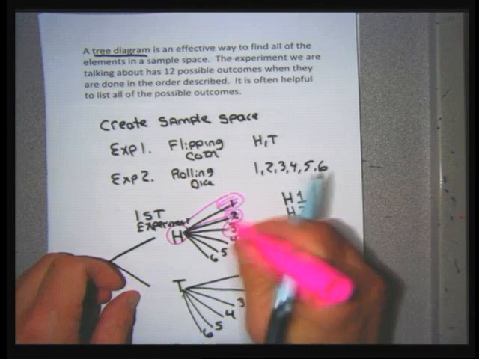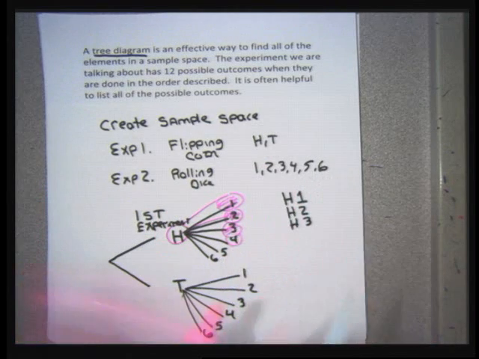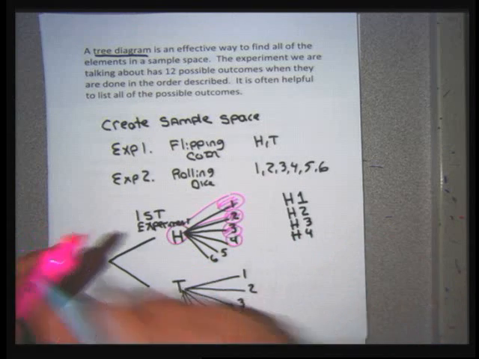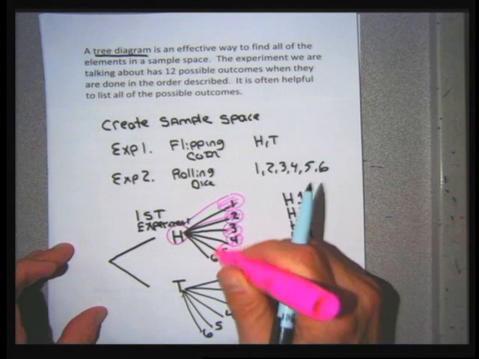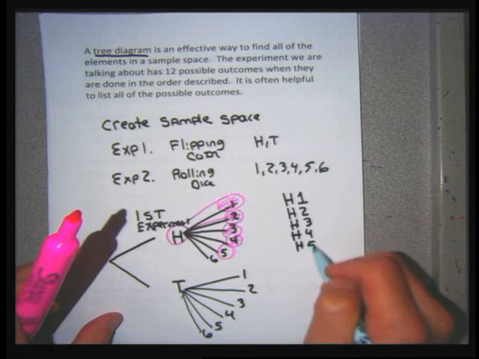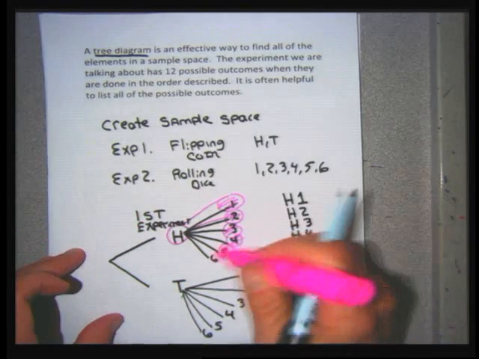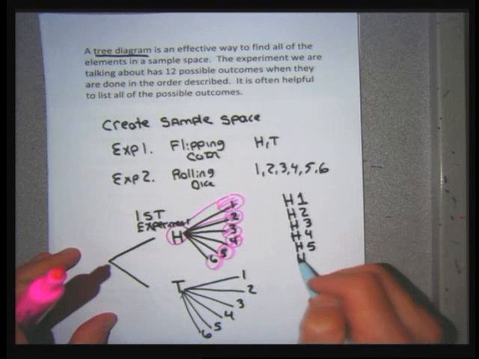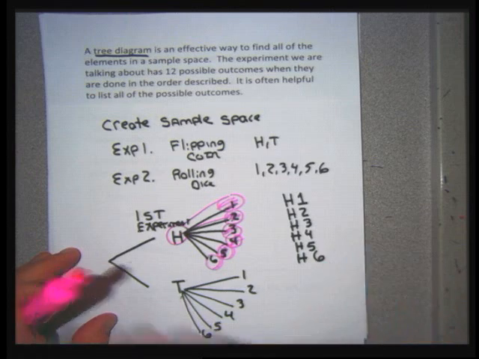I'm done with that. Figure out how to get to this 4. To do that, I needed a head when I flipped the coin, a 4 when I rolled the dice. Cross it out. To get to this 5, it's a head when I flip the coin, a 5 when I roll the dice. Cross out the 5. Figure out how to get to that 6. To get to that 6, that's a head when I flip the coin, a 6 when I roll the dice.